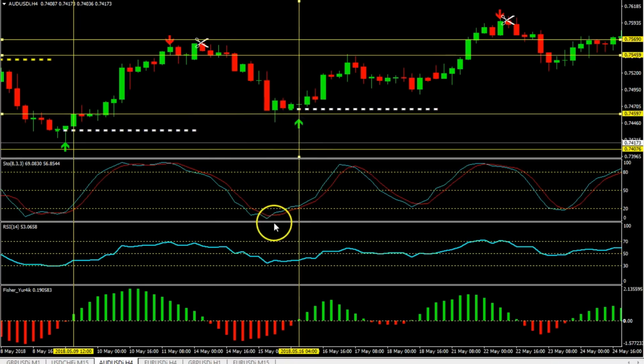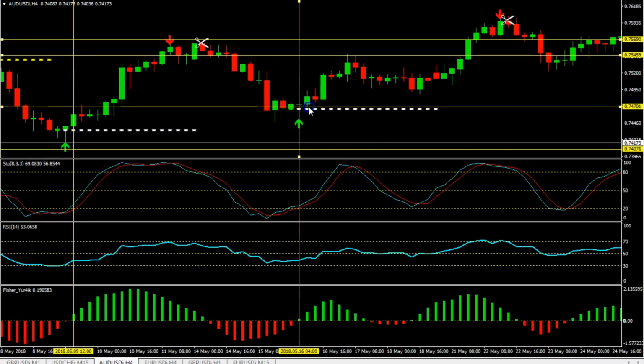Place a line, look below. Yes, the stochastic is going up. The blue line is above the red line, going up. The RSI is also going up. It's above the 30 level and is pointing upwards. The Fisher has just turned green, so it's giving you a buy signal. So you will buy at the open of the next candle, which is this candle here.